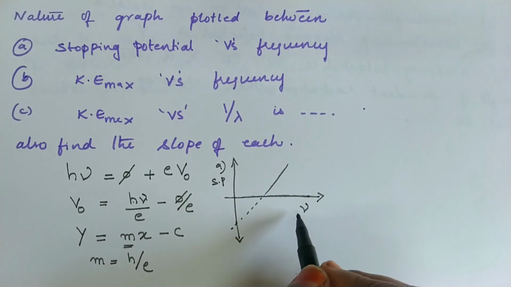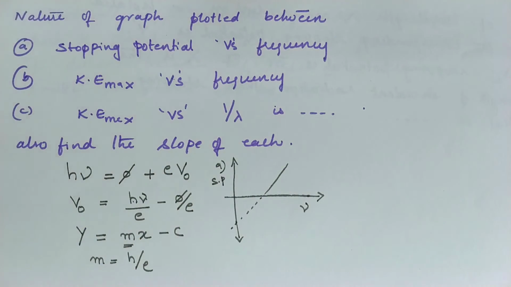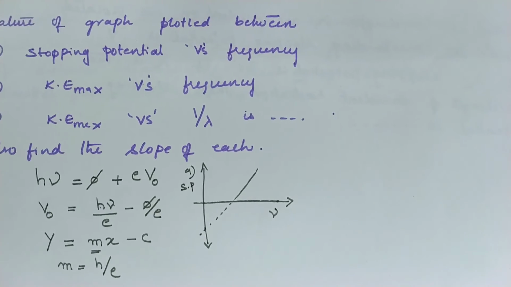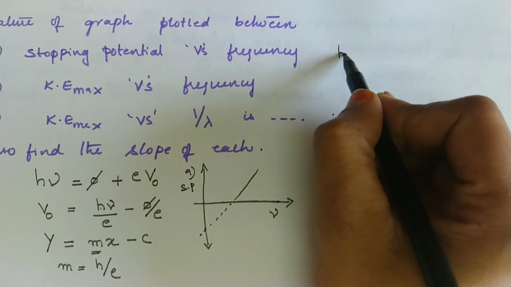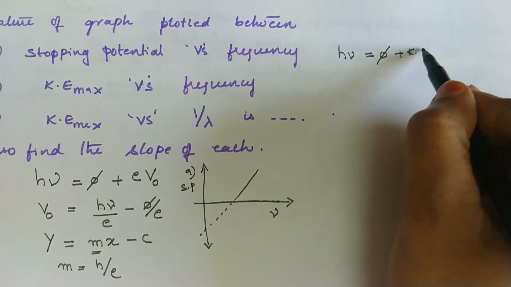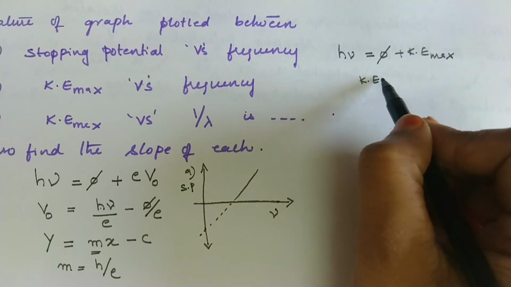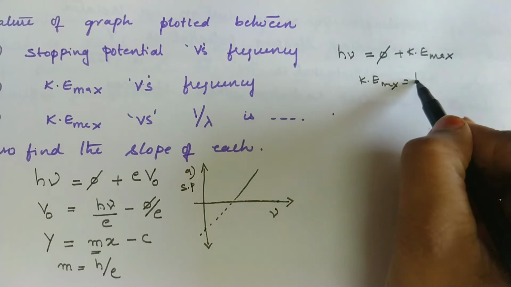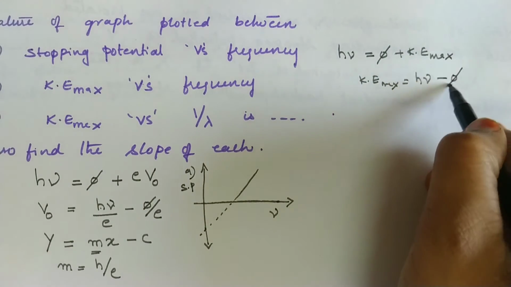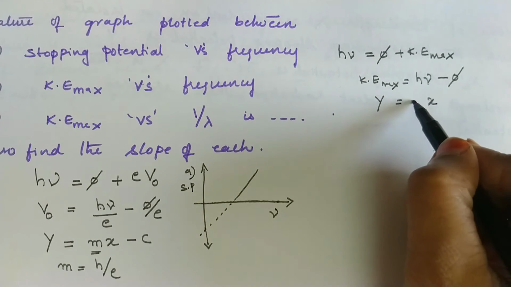Okay, this is the first graph. Next is kinetic energy versus frequency. When you plot it against kinetic energy, again I'll start with the relation: h nu is 5 plus K max. So what is the maximum kinetic energy of electrons equal to? h nu minus 5. This we are taking on y-axis, frequency on x-axis.